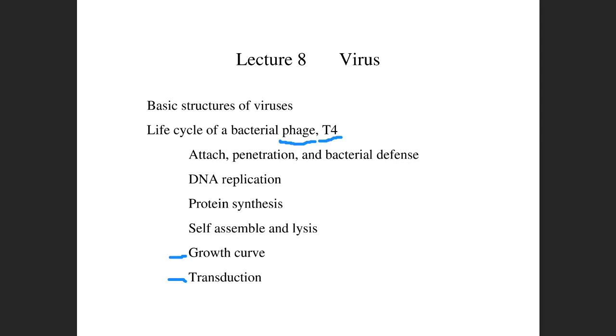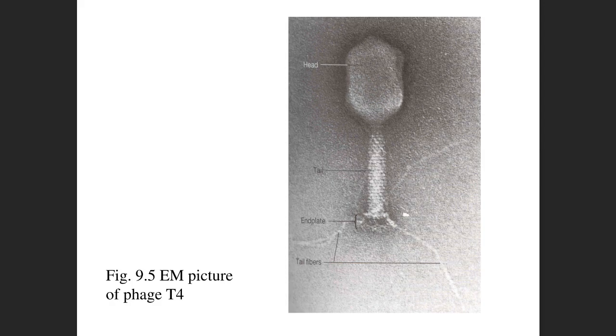So we're going to start with T4, which is actually slightly more complicated. This is an EM picture of T4, in chapter 9, figure 9.5. If you look at this, you have a head, a tail, a tail plate, and then tail fibers.